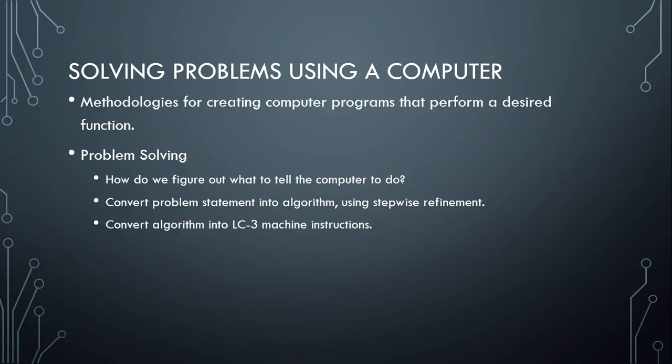Of course, all this boils down to, ultimately in the end, problem solving. How can we figure out what to tell the computer to do? A computer is a pretty stupid thing unless you actually tell it exactly what you want it to do. Now, typically this is done by converting the program statement into an algorithm using stepwise refinement, and then you convert the algorithm, for our purposes, into LC3 machine instructions.